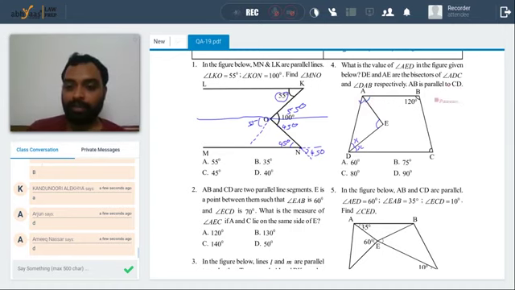AB is parallel to CD. That's all he has given. Clear? Now, why is this 120 degrees required for us? He's just confusing it. This is not required at all. This 120 degrees is not required. Please note it down.